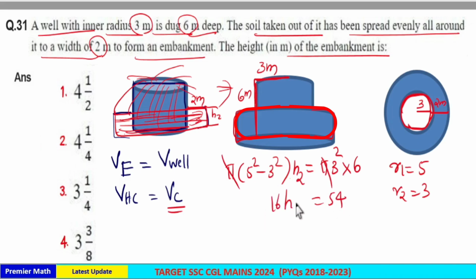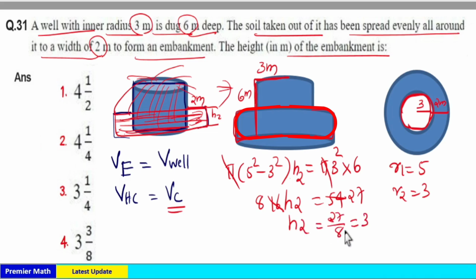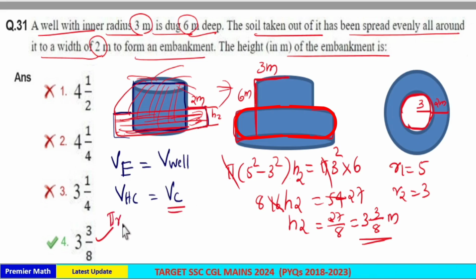So 16 H2 is equal to 54. 2 goes 8 times in 16, 27 times in 54. So H2 is equal to 27 by 8, which is 8 goes 3 times in 24, remaining 3. So 3 into 3 by 8. 3 and 3 by 8. Option 4 is your answer. Volume of hollow cylinder is equal to pi R1 square minus R2 square into H. And here volume of cylinder is equal to pi R square H.